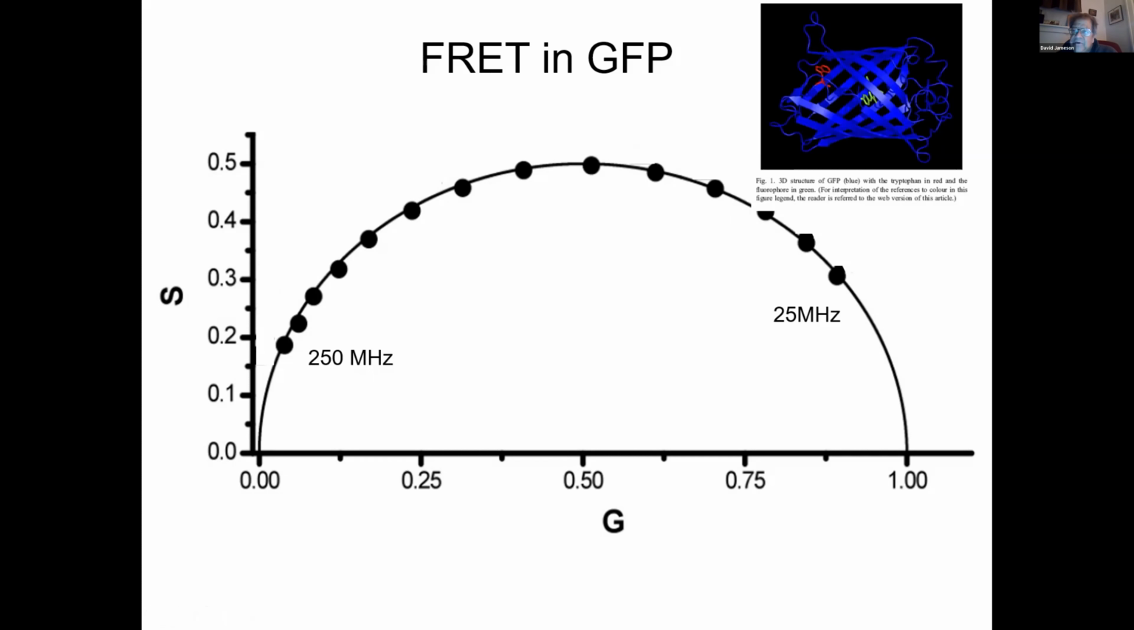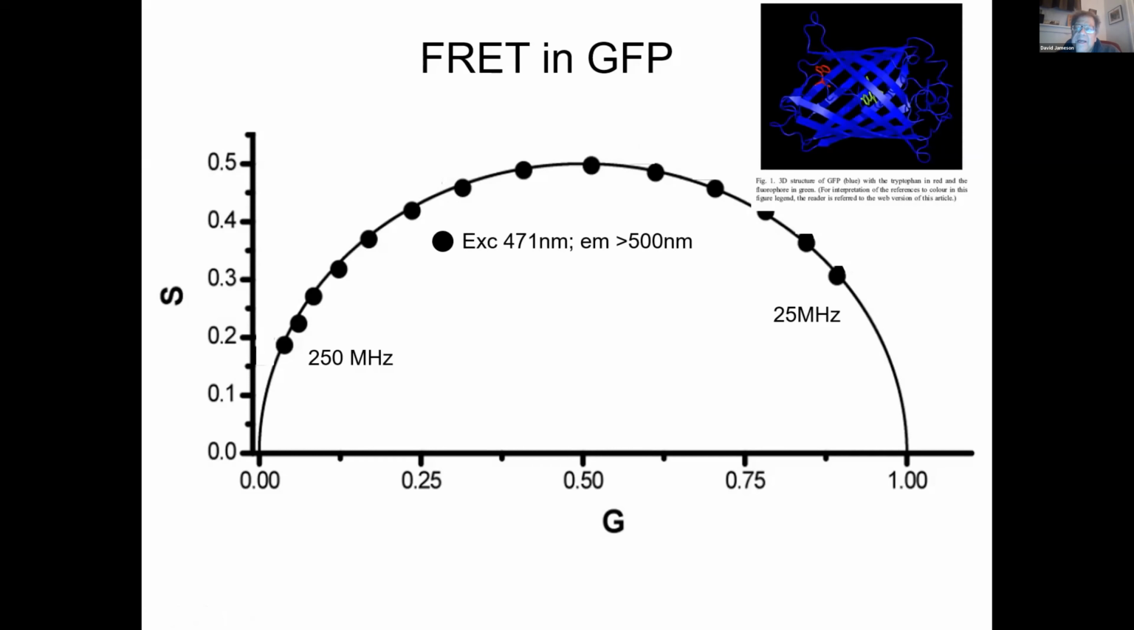Normally, to see if there's energy transfer, you would look at the donor in the absence of the acceptor. But in this case, the acceptor is built into the molecule. Well, we can do it very easily with phasors. So here's the universal circle with the GFP points, exciting at 471, looking at the emission of the fluorophore, the chromophore, above 500, at a series of frequencies. Okay, and all the phasor points are on the universal circle.